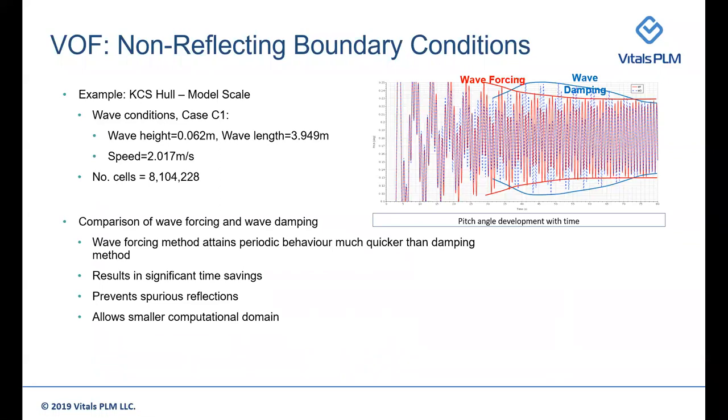And here is a comparison between the wave forcing option and the wave damping option on an example of a KCS hull at model scale. With a wave height of 0.062 meter and a wavelength of 3.949 meter, and with a speed of 2.017 meters per second, we can clearly see that the wave forcing is able to attain the periodic behavior much quicker than the damping method, which results in a significant time saving. And also it can prevent spurious reflections. From a computational point of view, it allows a smaller computational domain because it is able to get the periodic behavior more quickly.